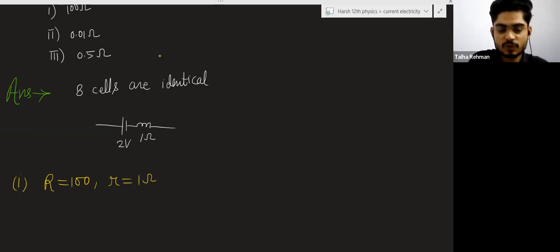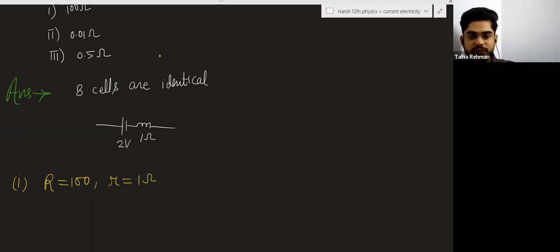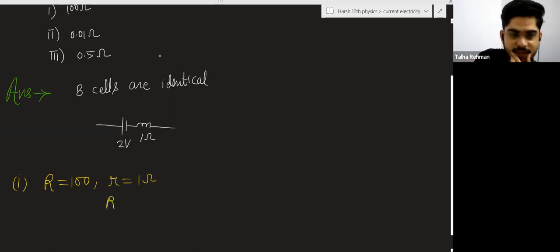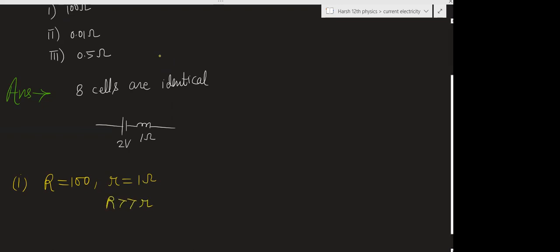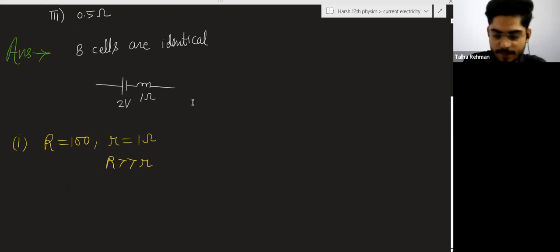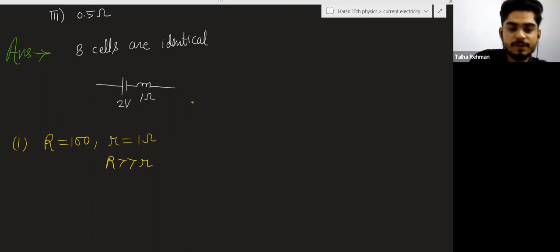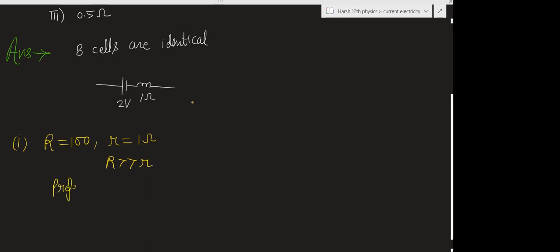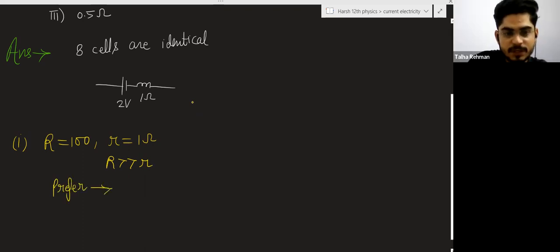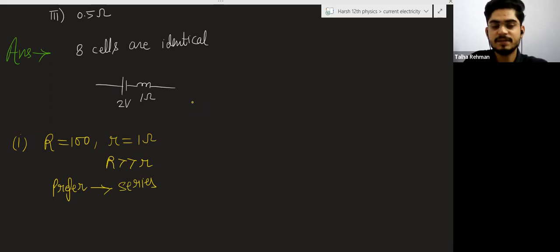So in this case, if you have identical cells and the external resistance is very much larger than the internal resistance, we use the formula I is equal to nE by R. Yes, you are right. But which combination will you prefer here? You will prefer series, sir, because our external resistance is much higher. Very good. Prefer series, which means you will connect all the identical cells in series.